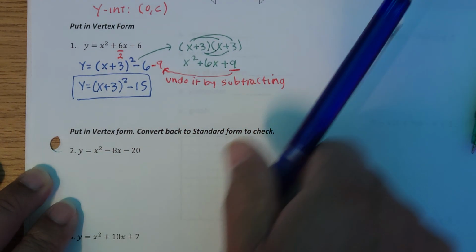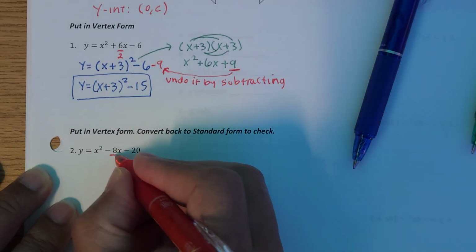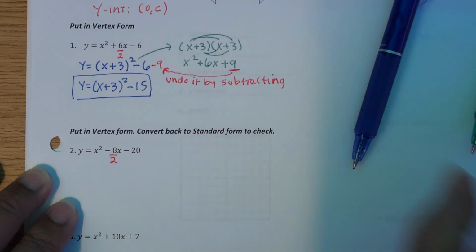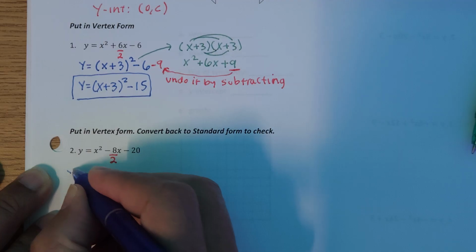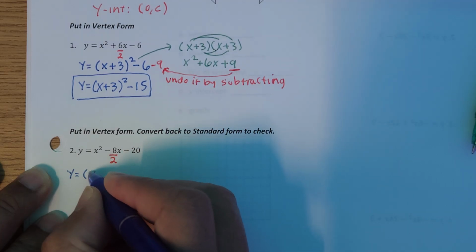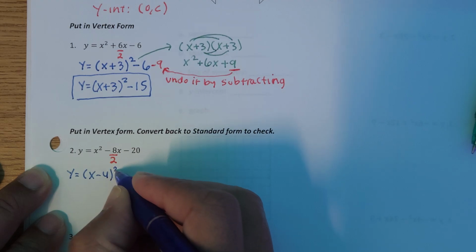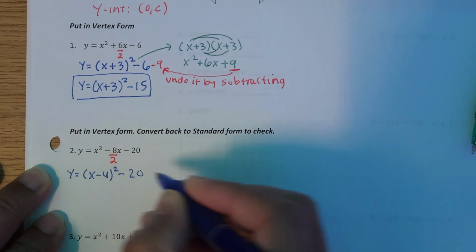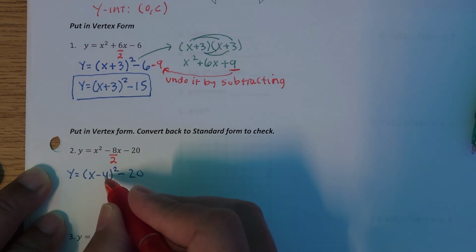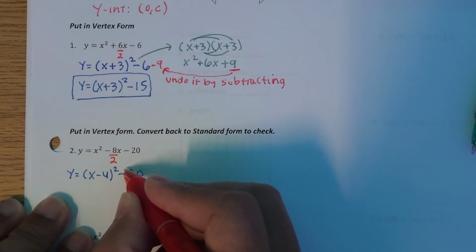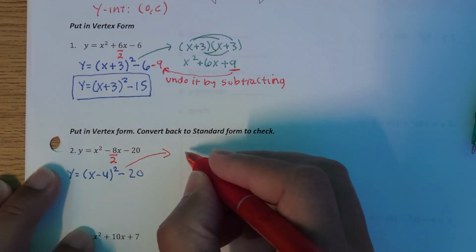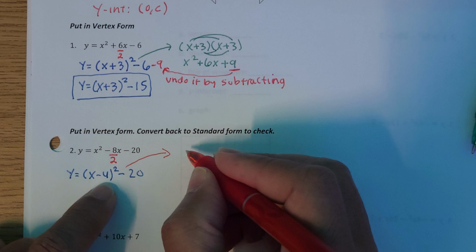So for this one, I'm going to take this b value of negative 8 and divide that by 2. So then the equation becomes y equals x, negative 8 divided by 2 is negative 4, take the square and then subtract 20. But then notice that I'm going to take this to the side. I'm going to do it with this one. I hope you can follow after this.